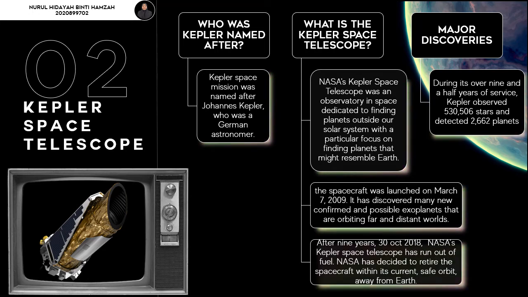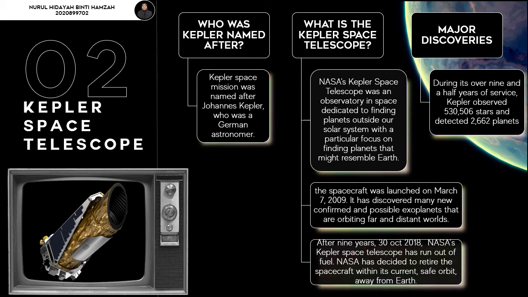NASA's Kepler Space Telescope was an observatory in space dedicated to finding planets outside our solar system, with a particular focus on finding planets that might resemble Earth. NASA put this telescope into space on March 7, 2009. They assumed that the Kepler telescope would do its mission for 3.5 years, but it was still going strong after nearly 7 years.